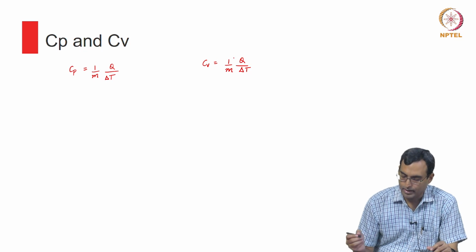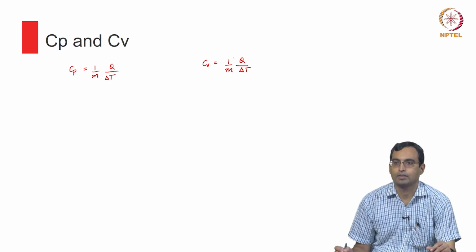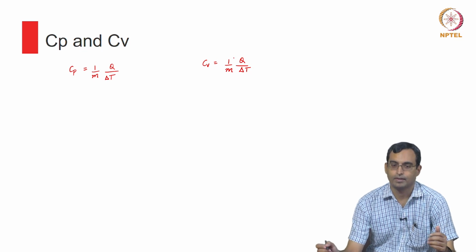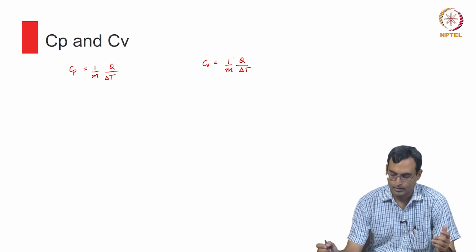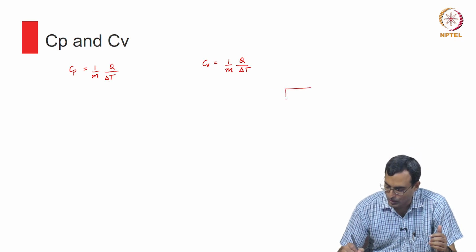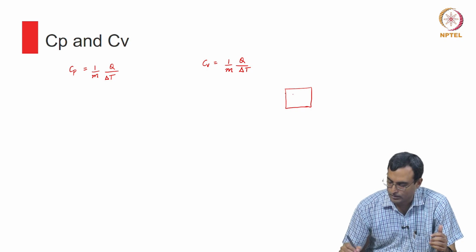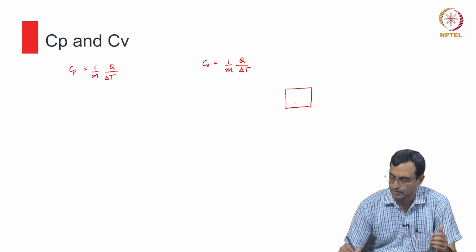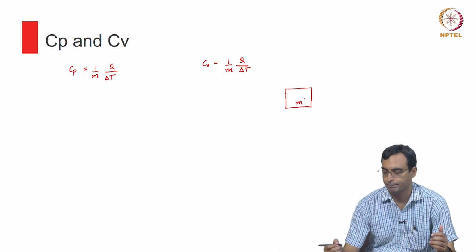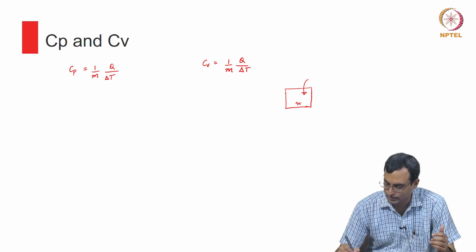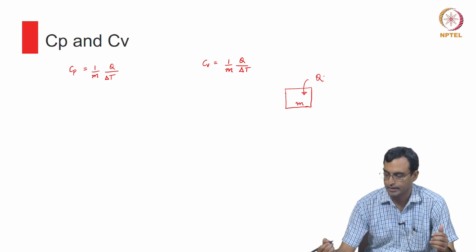So we can look at whether we can find out the value of Cp and Cv or find out relations between Cp and Cv and other parameters. So let us look at Cv first, for example. If I have a box, a rigid container, so the walls are fixed. I have some amount of gas, for example, mass m, and I transfer in some amount of heat Q.